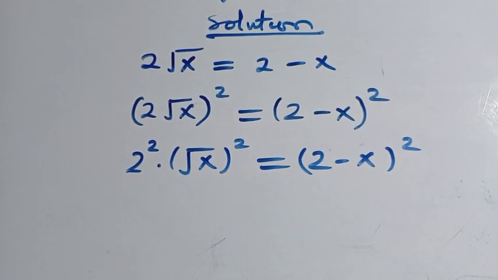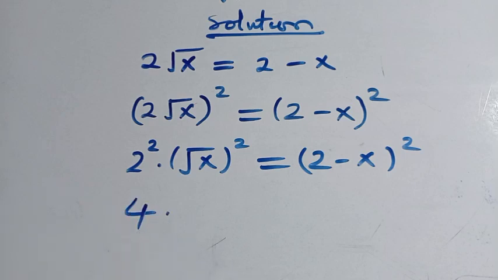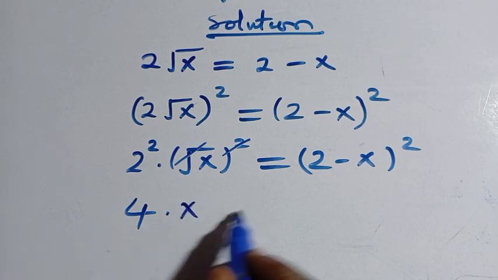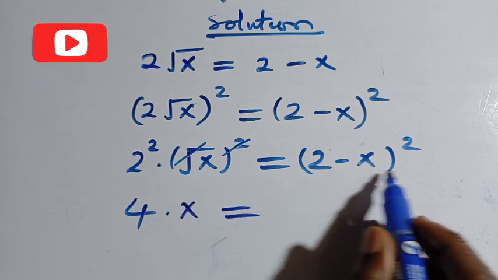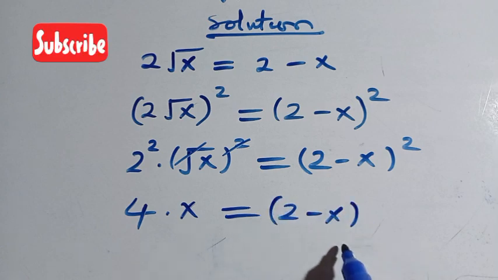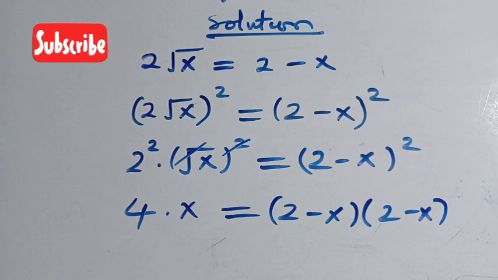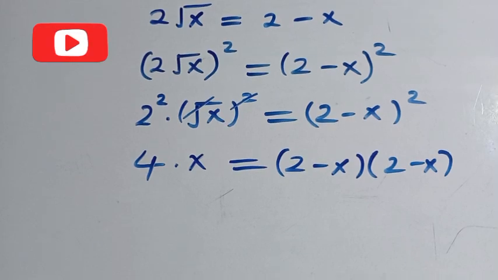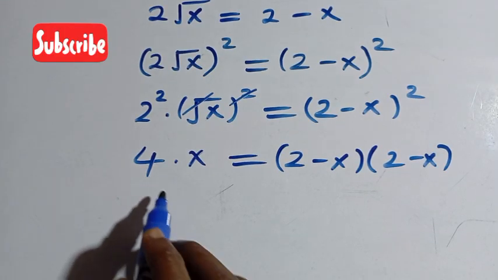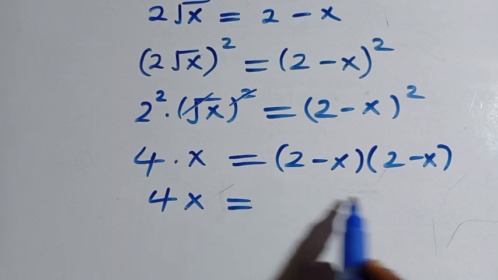And if this is what we have, then 2 squared here gives us 4, multiplied by, so the square and square root cancel, and it is multiplied by x. And 2 minus x squared is the same thing as 2 minus x multiplied by 2 minus x. So we multiply x in 2 times. So from here we are going to multiply 4 by x. So 4 multiplied by x gives us 4x equals, so let's open this out.